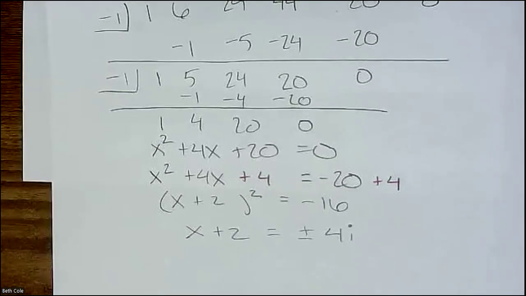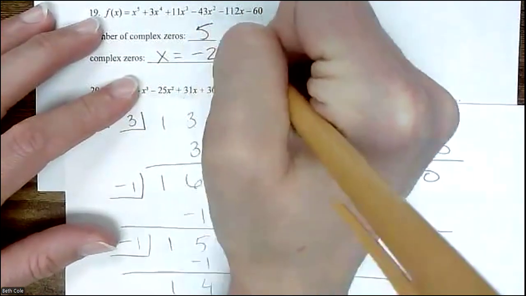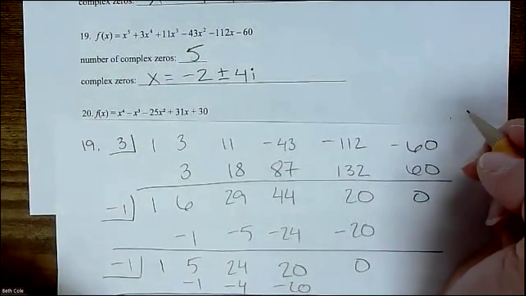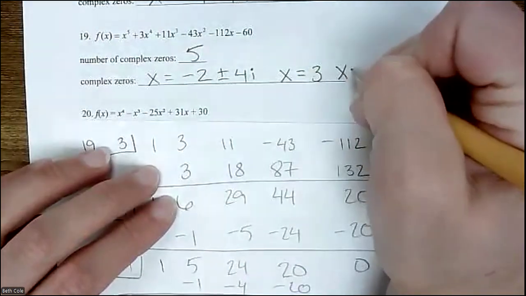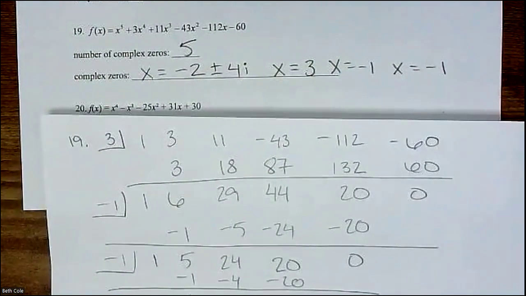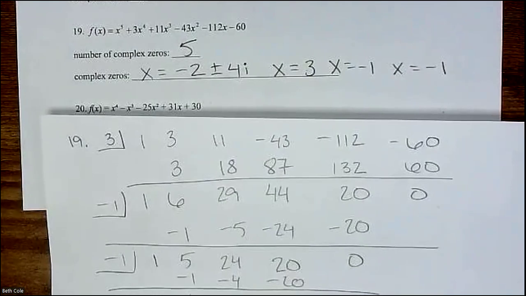What would be your last step? -2 plus or minus. Good, subtract over the 2. So it is going to be -2 plus and minus 4i. That's 2 answers, but I need 5. So we also had 3, and you need both of your -1s. Yes, you have to write it twice to get the total of 5. Twins count as 2 people, is how I always justify that.